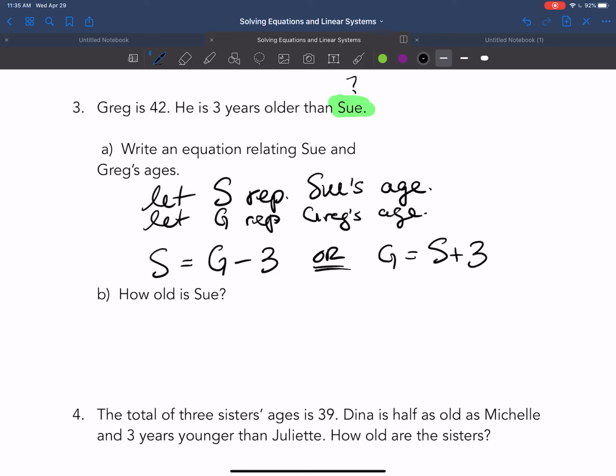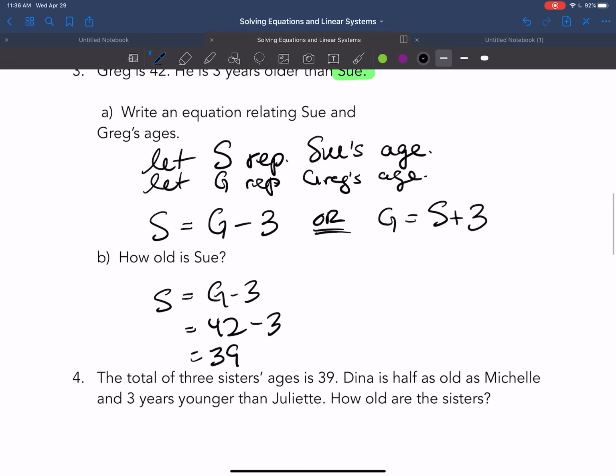Either way, it works. Right? It's almost like we just rearrange the equation. So, how old is Sue? Well, let's pick the first one. What's Sue's age? It's Greg's age minus 3. Now, since we know Greg's age, I would substitute that in, and she's 39. Okay, again, not exactly something that we'd really need an equation for, but I'm just showing you how you would take language and change it into algebra.